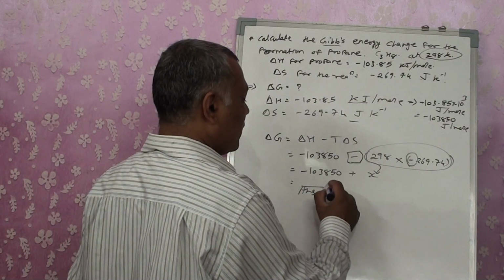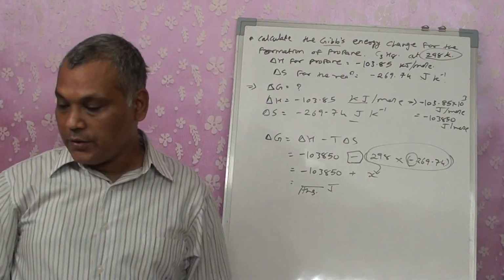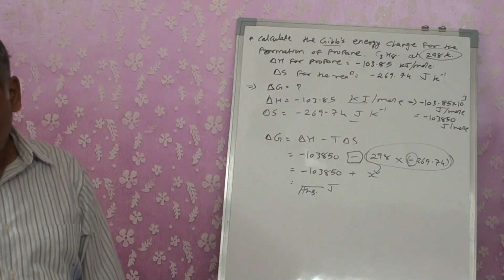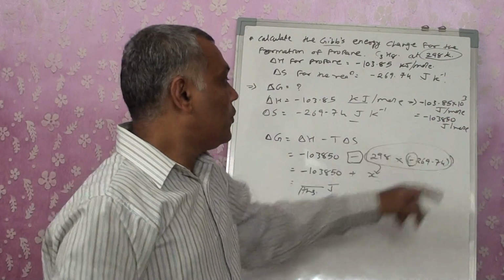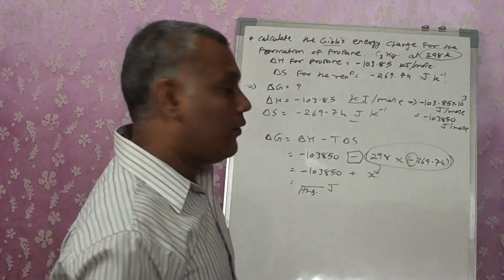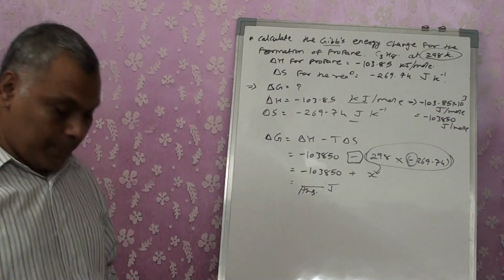And this answer will be again in joules. The free energy that you are going to calculate, we are going to get it in joules, because we converted to joule per mole and joule per Kelvin. So this answer we are going to get in terms of joules. Right?